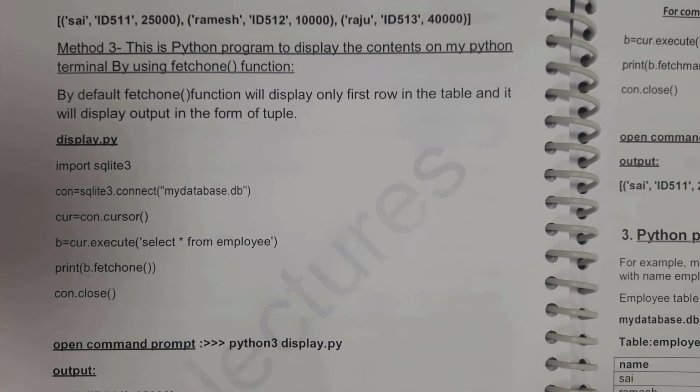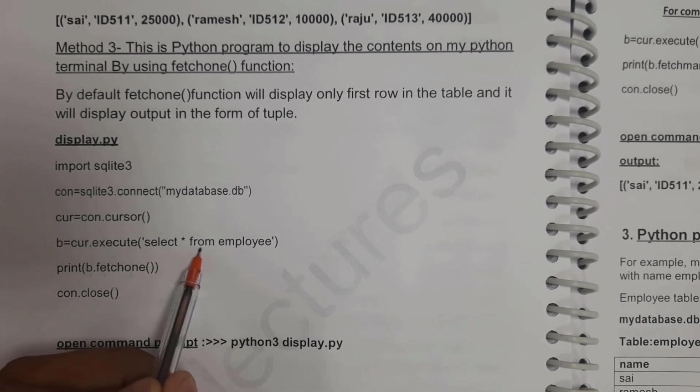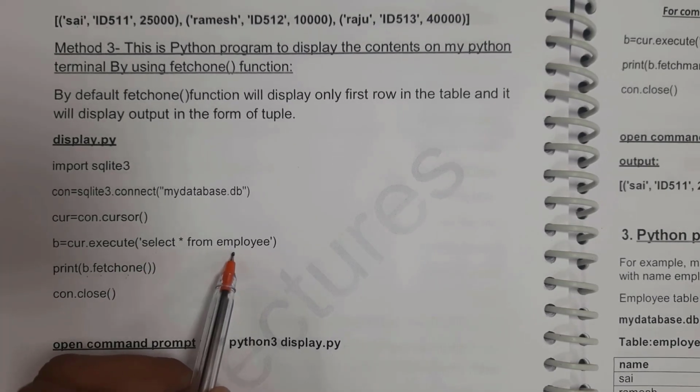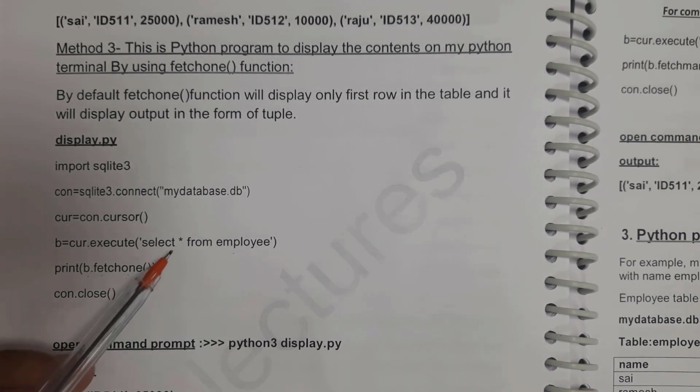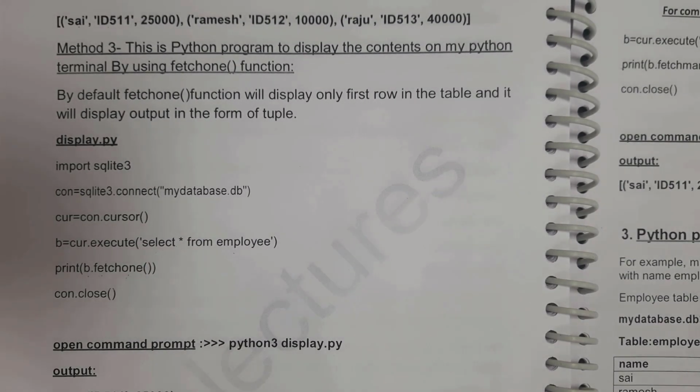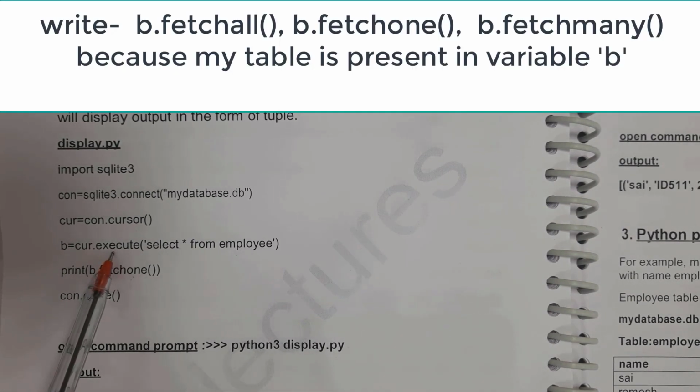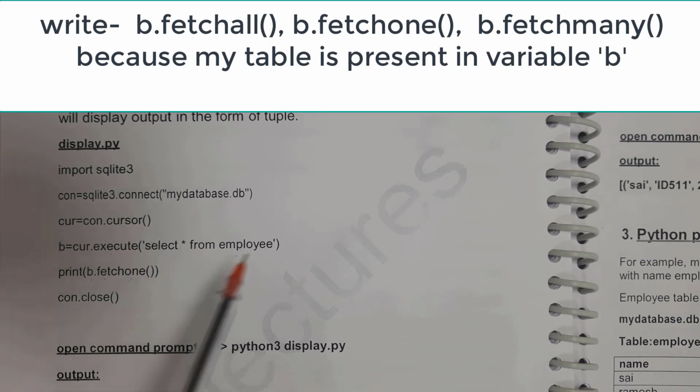Guys, in order to read data which is present in my database, just you need to remember this query, that is select star from, here you need to give table name. I want to read data which is present in employee table. I written here employee. Star is nothing but complete data which is present in my table. And you need to write this query in execute method. I already said before, in execute you need to take quotations.